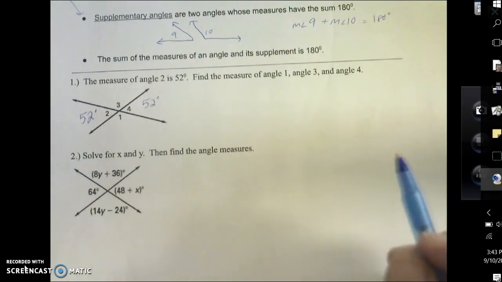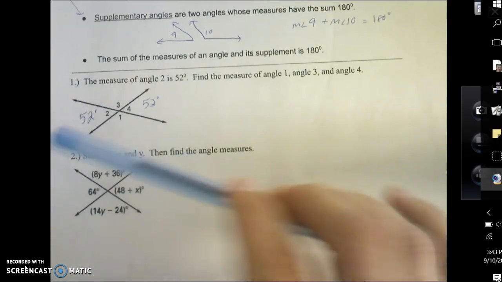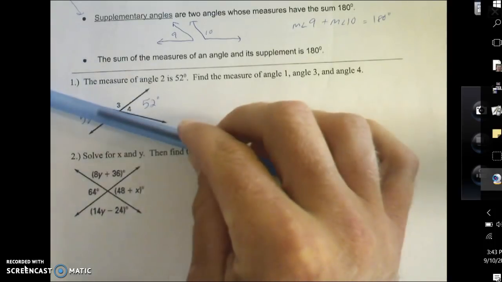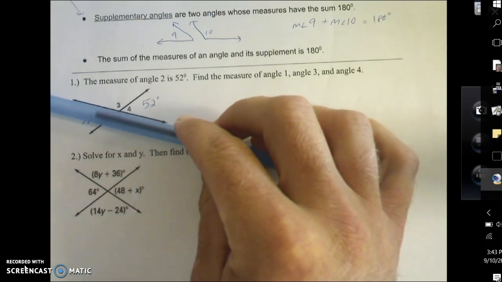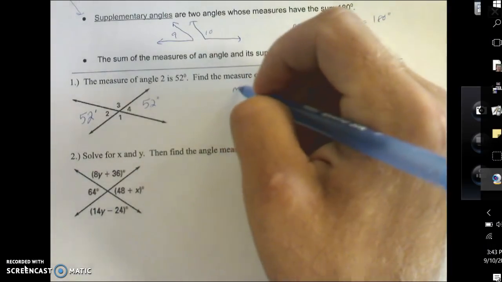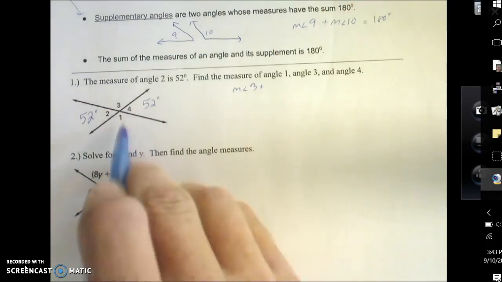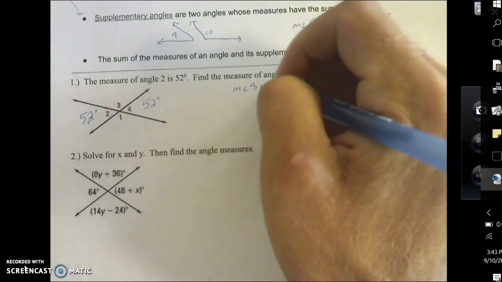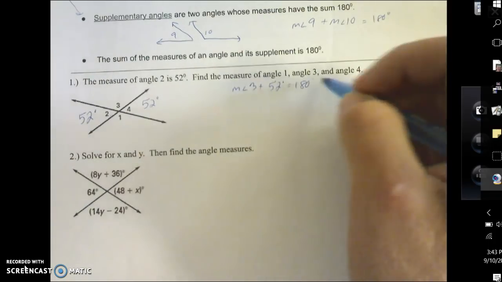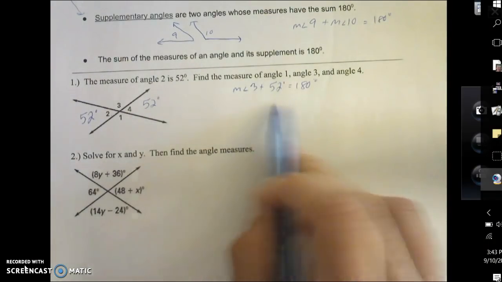Well, now what I want to try and do is I want to figure out what 3 and 1 are. Well, they form a straight line. Okay, I can take my pen, I can place it down, and you'll notice going straight across, 3 and 4. So I know that the measure of angle 3 plus the measure of angle 4, which we know is 52 degrees, equals 180 degrees. So I can subtract 52 from both sides.